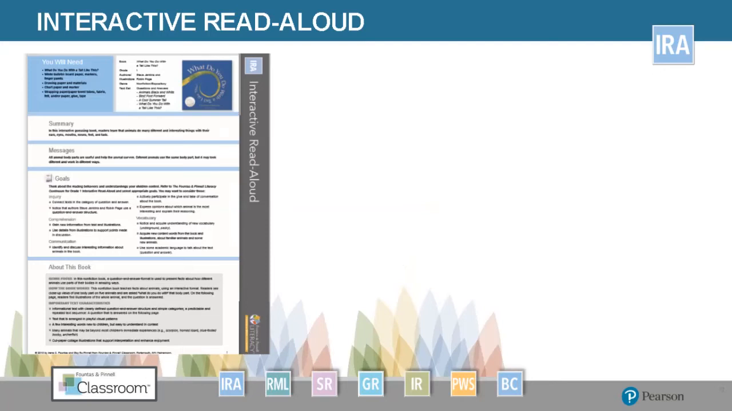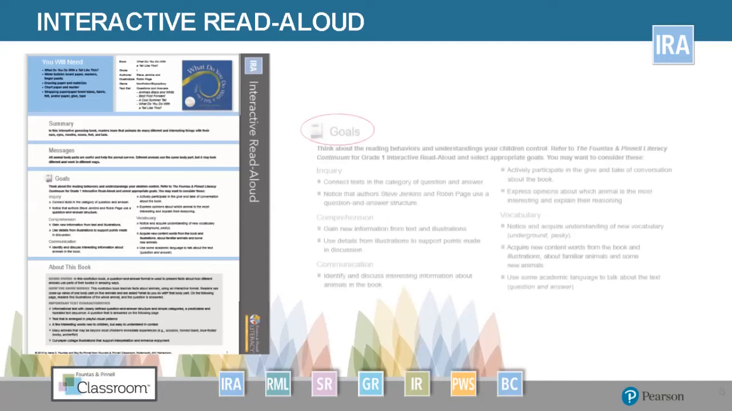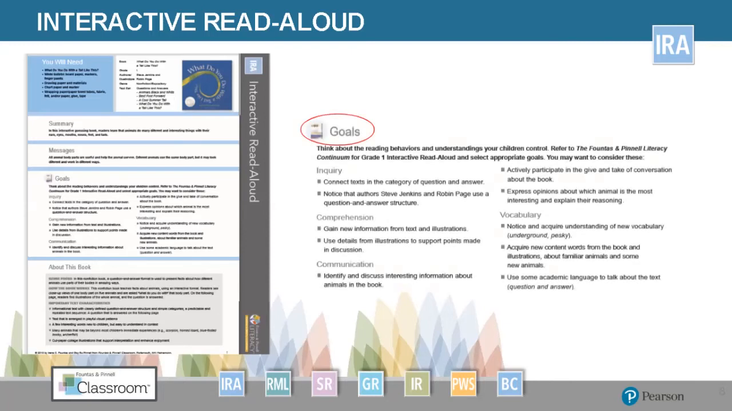Here you'll notice that this is a grade 1 lesson, and there are 4 books in this text set. The part I want to highlight is that the goals link back to the continuum. Remember at the beginning we talked about how the continuum is that foundation, that roadmap, that guides everything that happens in Fountas Classroom. The goals come directly from there. As you're reading through this text, there are goals around inquiry, comprehension, communication, and vocabulary, just to name a few examples for this particular book.